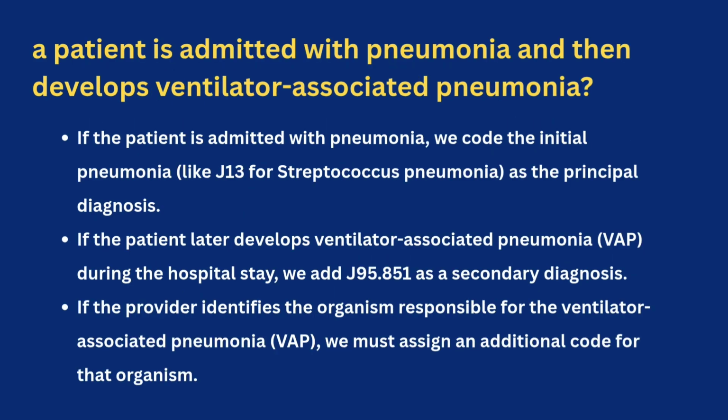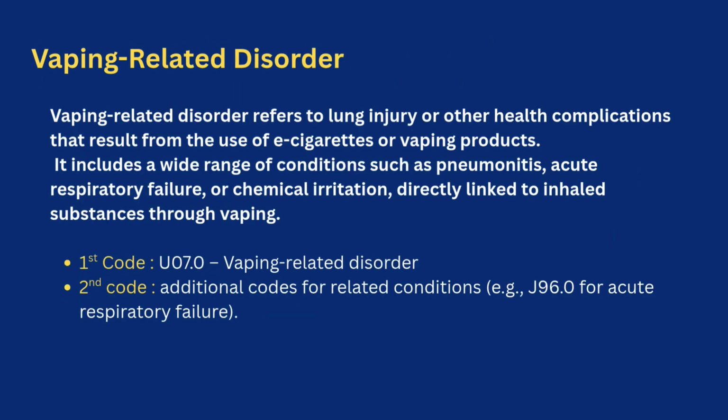And the next guideline: a patient is admitted with pneumonia, and then develops ventilator associated pneumonia. So here the reason for admission is pneumonia, so the primary code we will give is for streptococcal pneumonia. And second, later the patient develops ventilator associated pneumonia, so the second code we will give is for ventilator associated pneumonia, J95.851, and third for the organism.